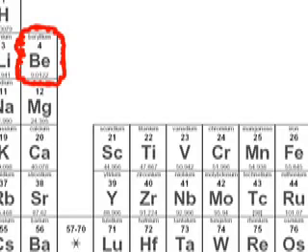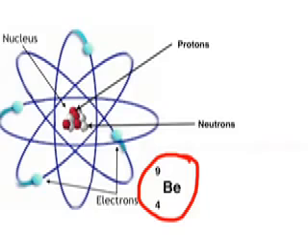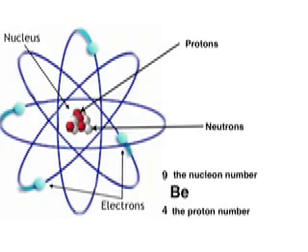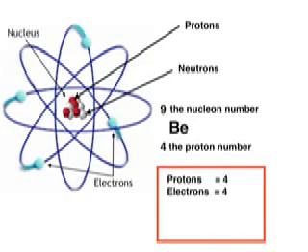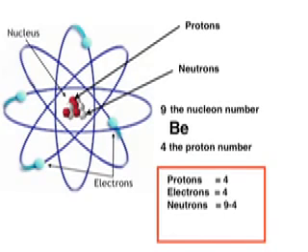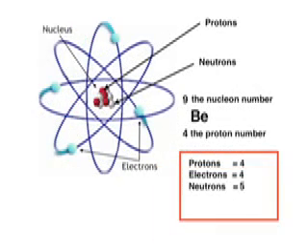It's beryllium. We would write the symbol and structure of beryllium like this. The number 4 is the proton number, and the number 9 is the nucleon number, that is the number of particles in the nucleus. Beryllium therefore has 4 protons and an equal number, that is 4 electrons. The number of neutrons is the nucleon number minus the number of protons in the nucleus, so it's 9 minus 4, which is 5 neutrons.